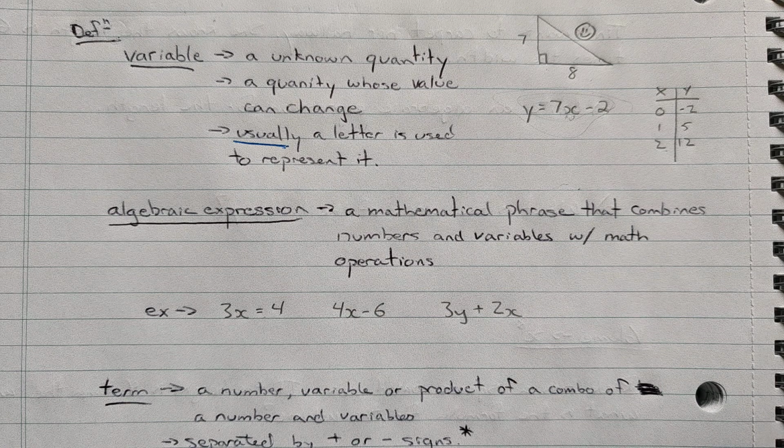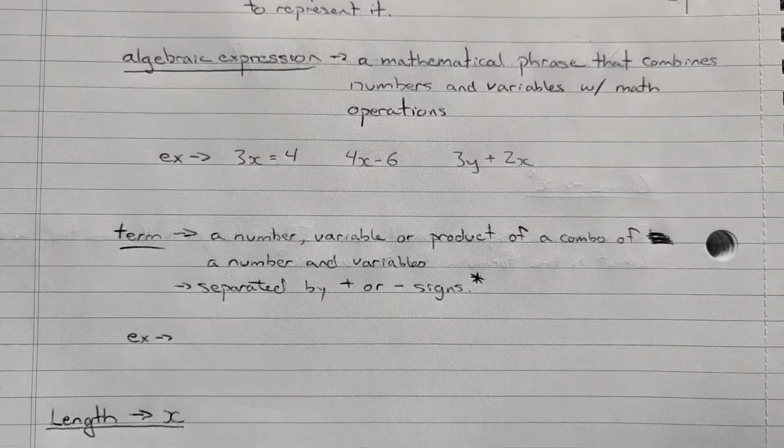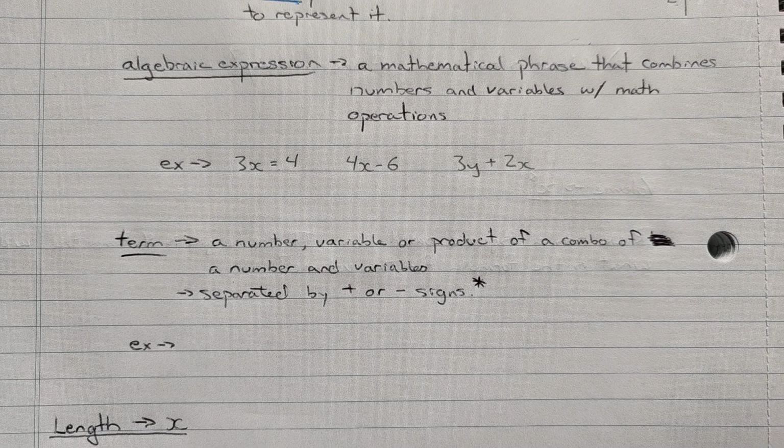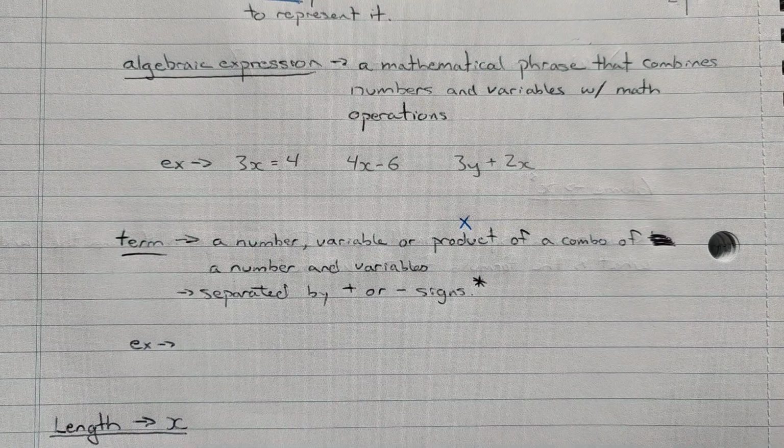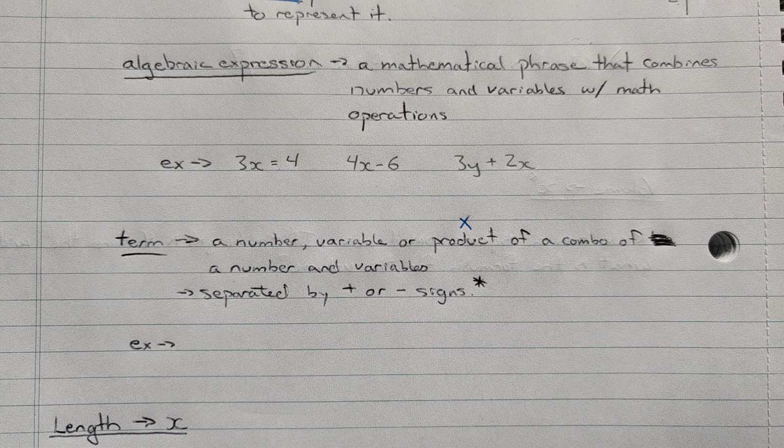Now, those expressions are made up of what are called terms. A term is a number, variable, or the product of a combination of numbers and variables. Product means multiplication. Generally, terms are separated by plus and minus signs. It's one of the easier ways to recognize it. This isn't the exclusive definition, but it is probably good for our purposes.